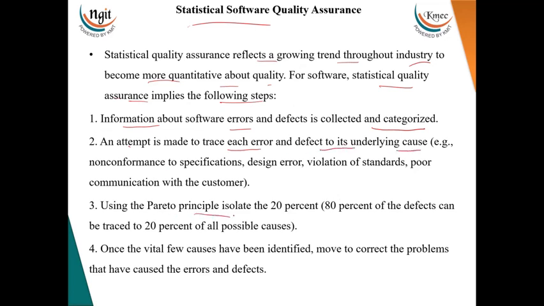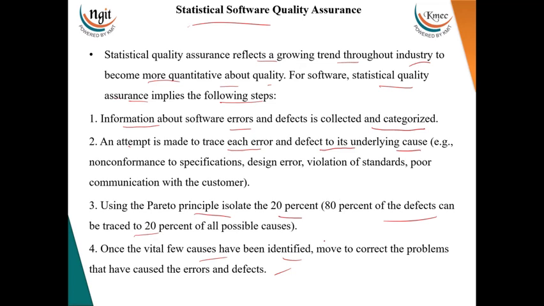Using the Pareto principle, isolate the 20%: 80% of the defects can be traced to 20% of all possible causes. Once the vital few causes have been identified, move to correct the problems that have caused the errors and defects. Understood? So what we are doing here is following a couple of steps. First we collect the error data, then we analyze the root cause, and we use the Pareto principle, which says 80% of bugs come from 20% of causes. Then at last we fix the few high-impact issues that arise.